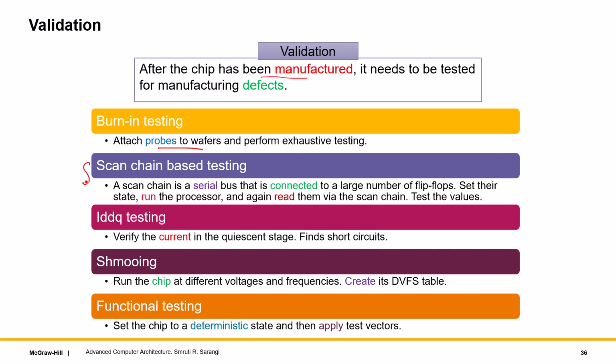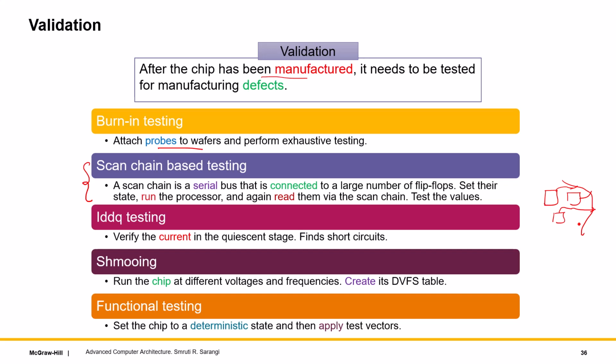The other popular method is scan chain based testing. What you do is try to set the value of every single flip-flop within the chip by connecting their inputs to a serial bus. The serial bus is known as the scan chain. We shift in bits and transfer these bits to the flip-flops, which means that we can start from a known state and then go forward. Given that we are starting from a known state, we are cutting off non-determinism.